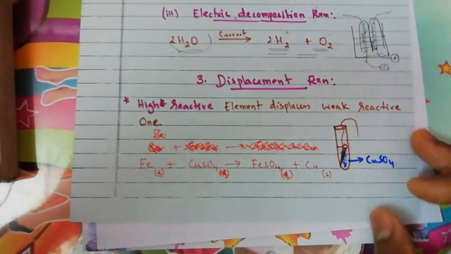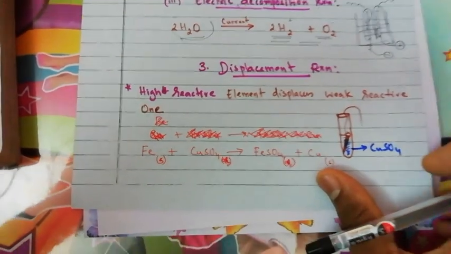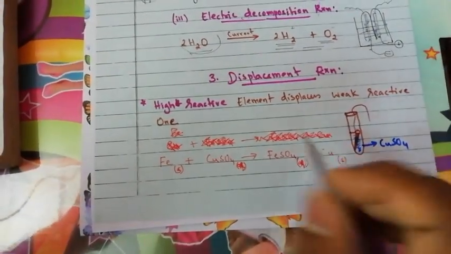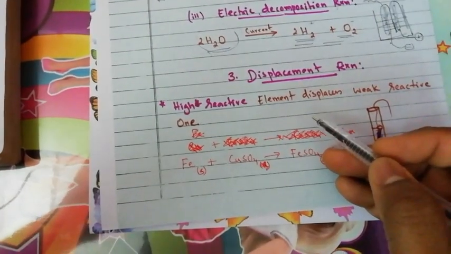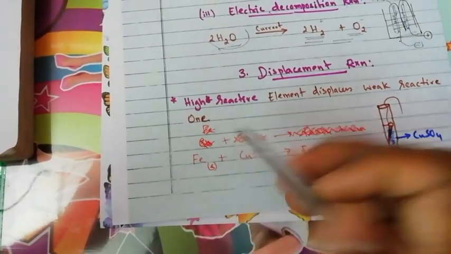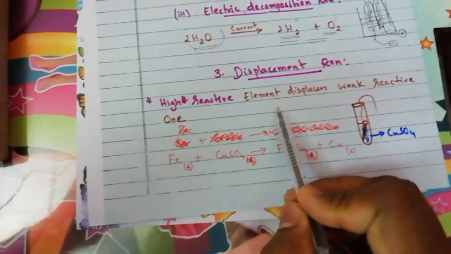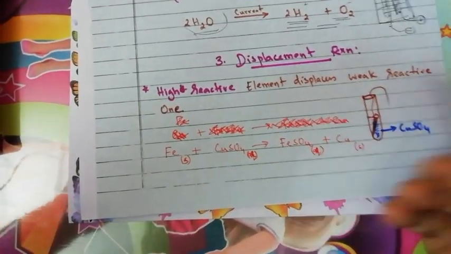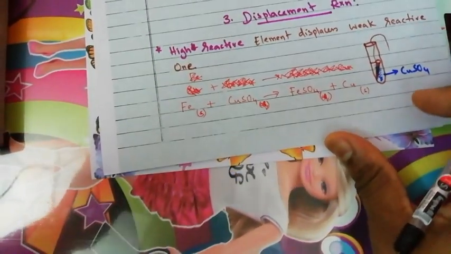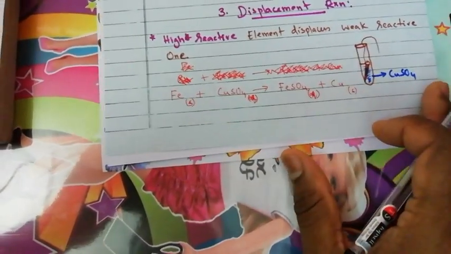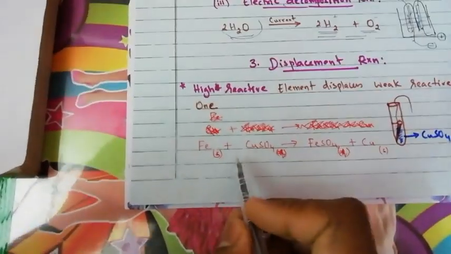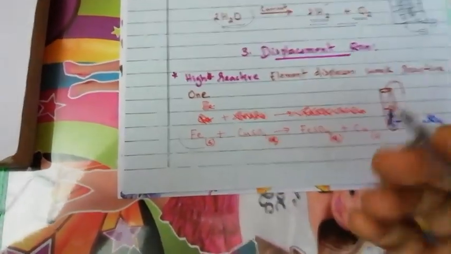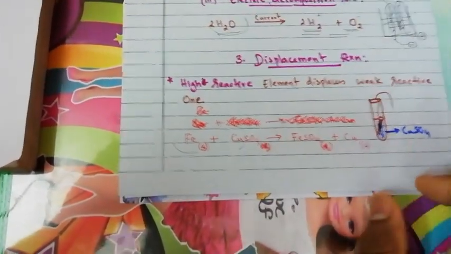Okay, the next type of chemical reaction that we are going to learn is the displacement reaction. The definition of a displacement reaction is very simple. The highly reactive element displaces the weakly reactive one. It's very simple. You can even try this activity at home also. For example, iron. Iron is a stronger element compared to copper. So what is the activity?